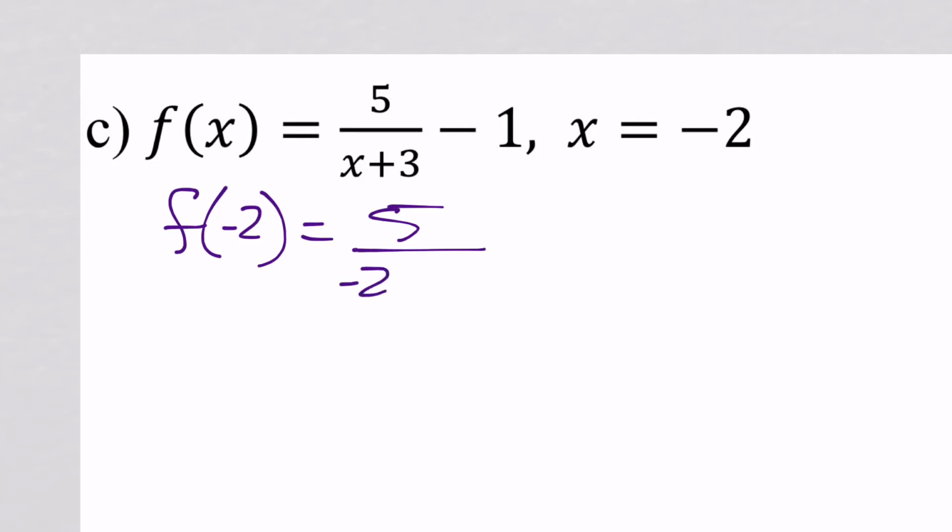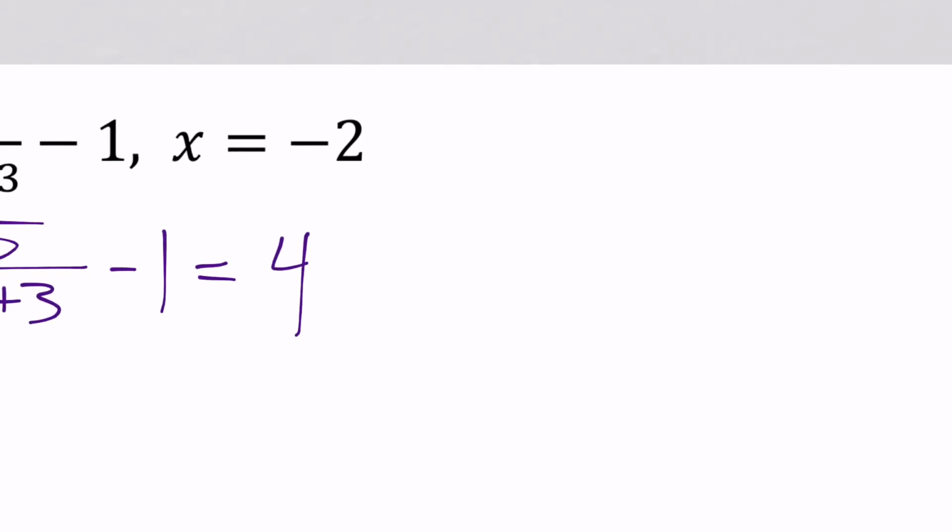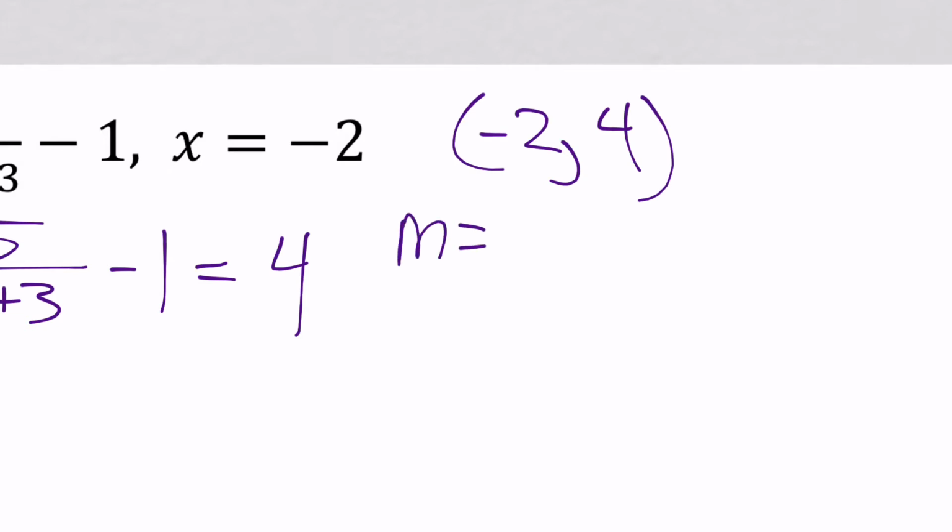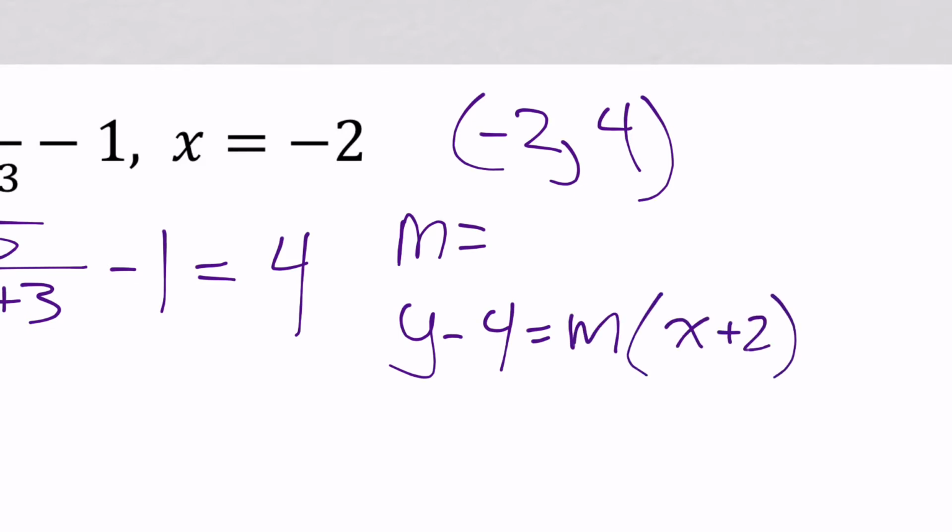5 divided by -2 plus 3, minus 1, equals... -2 plus 3 is the same as 3 minus 2, which is 1. So we get 5 over 1 is 5, minus 1 is 4. So we know we have the point -2, comma 4. Now we just need to find our slope m, because then we can say y minus 4 equals m times x minus -2, which is x plus 2.